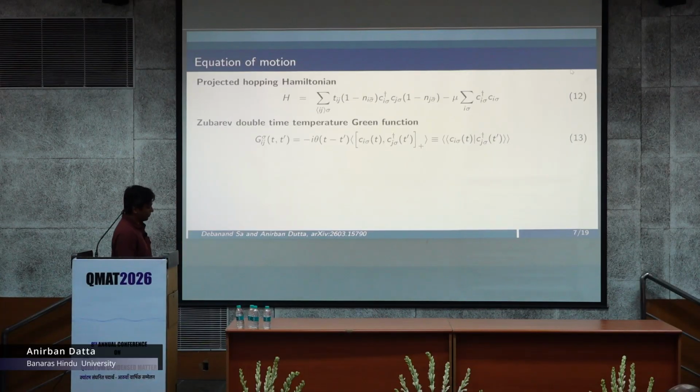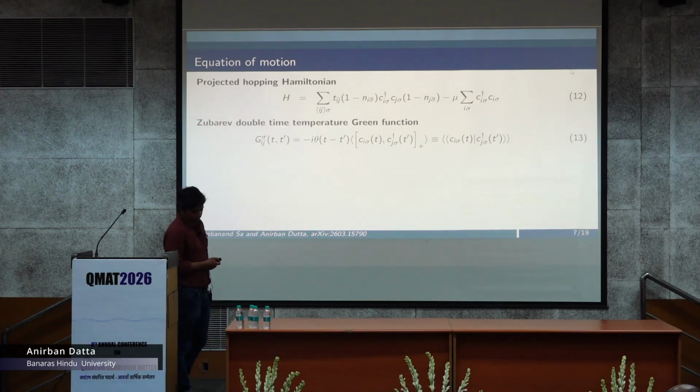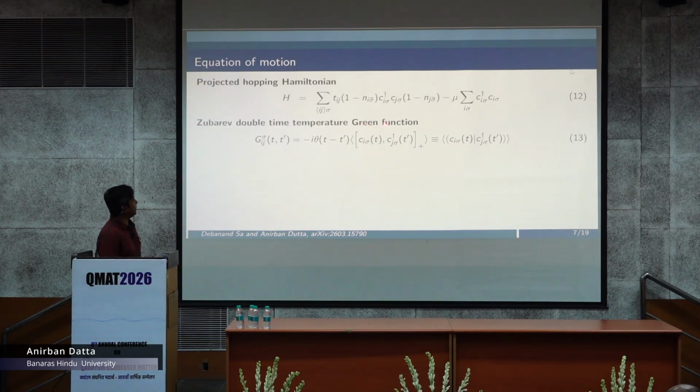So we just start with the projected Hamiltonian. We have added a chemical potential term just to work in the grand canonical ensemble. So we use the Zubarev double-time temperature Green's function formalism. Here is the definition of the Zubarev Green's function. The plus sign denotes an anti-commutator, and then the expectation value is basically the thermal expectation value. And then we use the Zubarev notation. This double bracket indicates the anti-commutator, and then we take the expectation value with respect to the partition function.